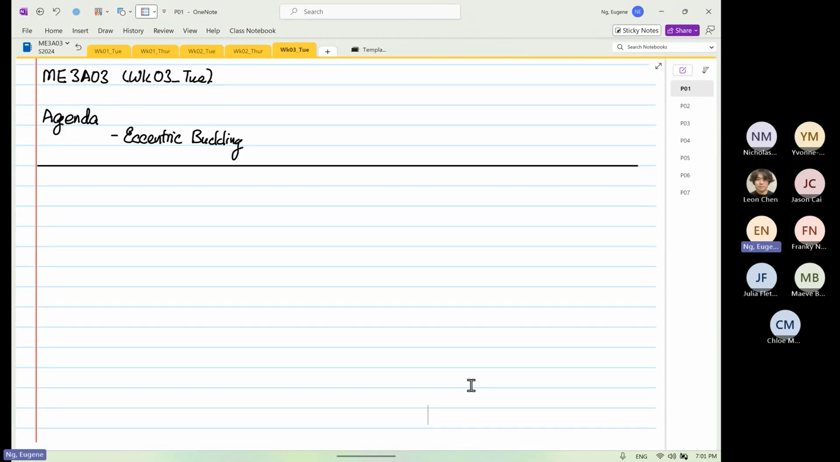I posted the notes on how we do the derivation, but I'm not going to do it, because we'd spend like 45 minutes writing out equations. Rather than that, I'm going to show you how we apply the equation for eccentric buckling. So let's look at eccentric buckling.